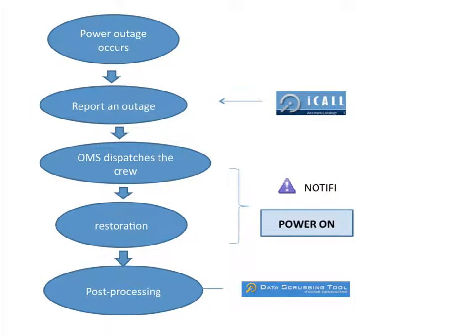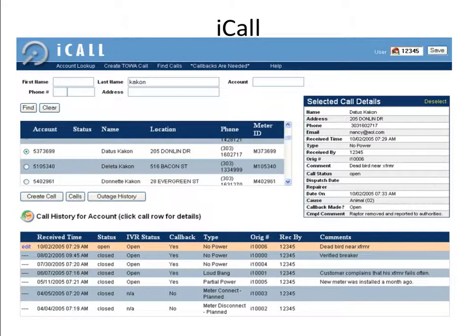And these are the softwares that I have worked on, which specifically target each of the different stages in the information cycle: iCall for reporting an outage, Notify and Power On for alerting an outage management system, and Data Scrubbing tool for post-processing of outage records. So let me discuss each of the software in more detail.